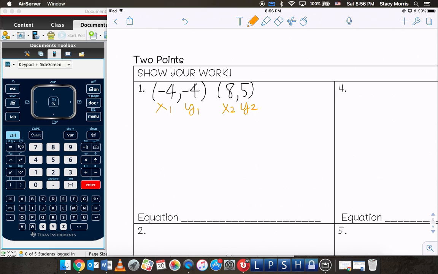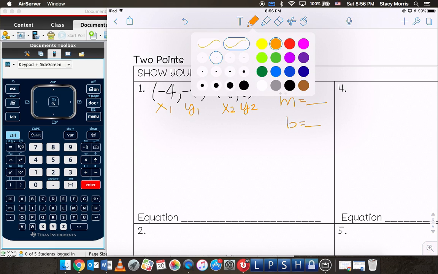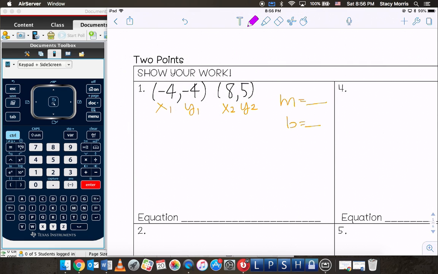So to write an equation, I need m and I need b. And I don't have either of those this time. So the first step is going to be to find the slope. So again, to find the slope, we do the y2 minus y1 divided by x2 minus x1.